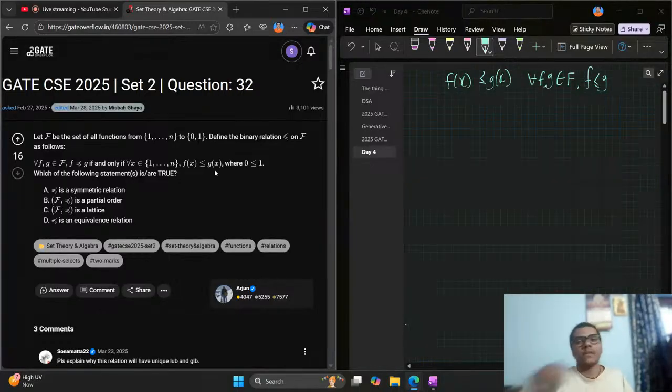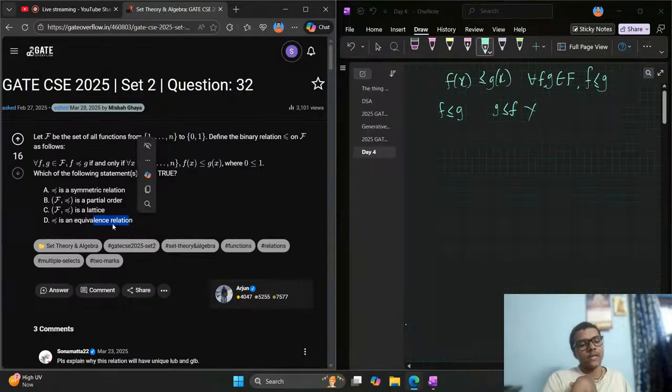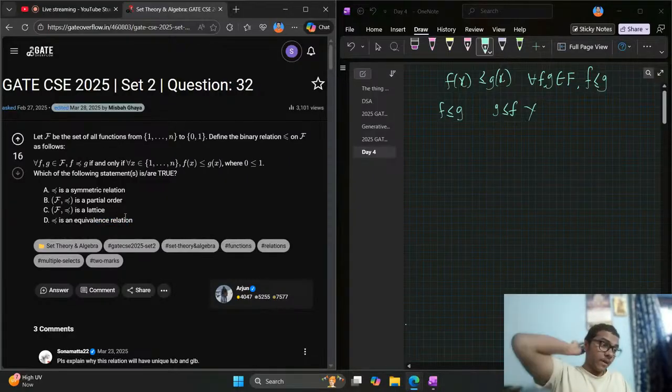It's a symmetric relation? That means if f is less than or equal to g, g is less than or equal to f, that is false, so it is not symmetric. Equivalence is when it is reflexive, symmetric, and transitive, right? So it is not an equivalence as well. Is it a partial order or is it a lattice?